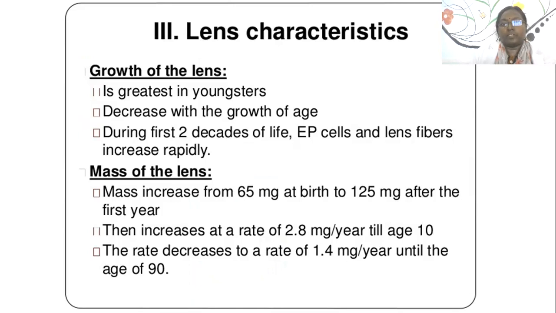What are the characteristics of lens? You can see the growth of lens. It is greatest at the younger age. During the second decade of life, epithelial cells and lens fibers increase rapidly. In mass, lens increases from 65 milligram at birth to 125 milligram after the first year.